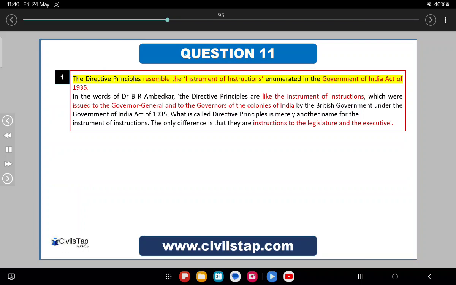Question 11. The directive principles resemble the instrument of instructions enumerated in the Government of India Act of 1935. In the words of Dr. B.R.